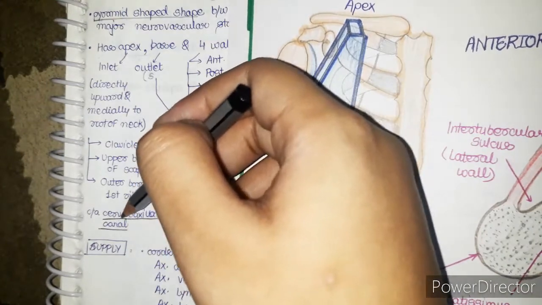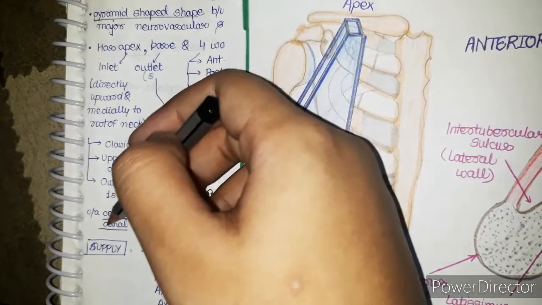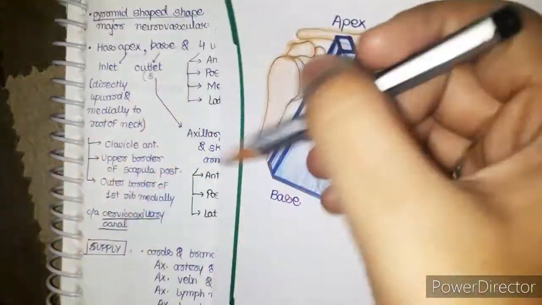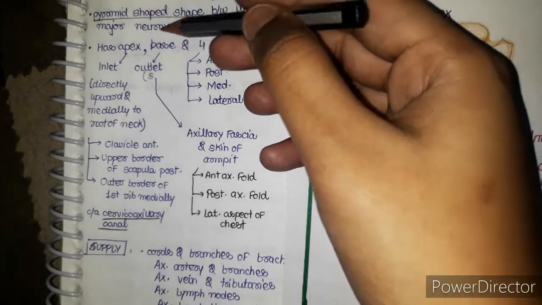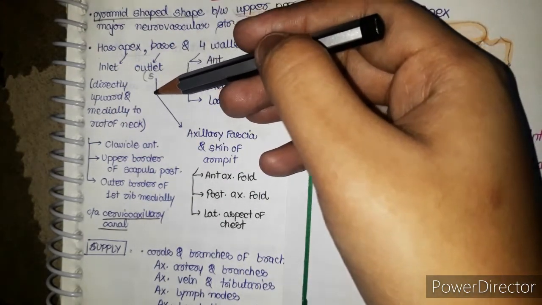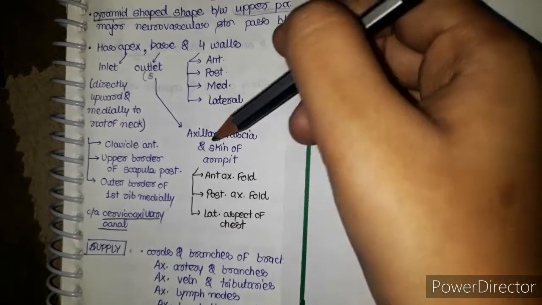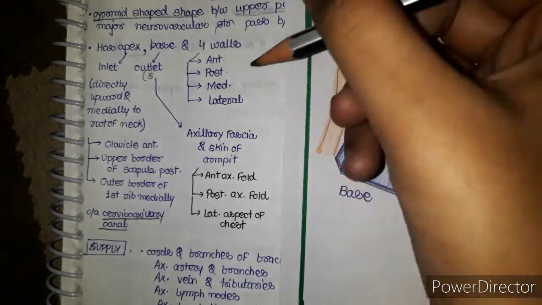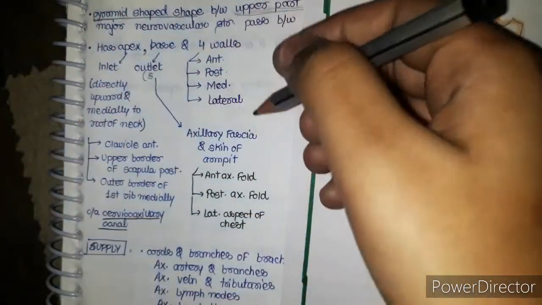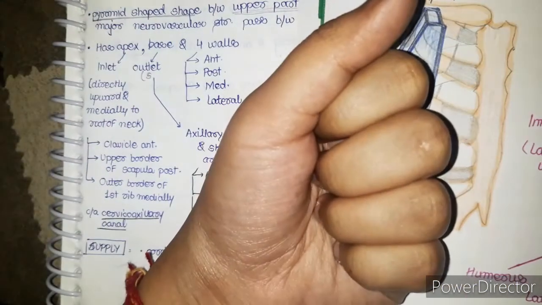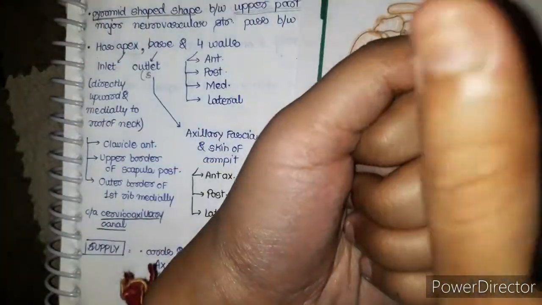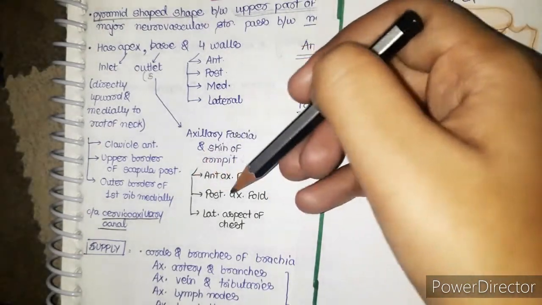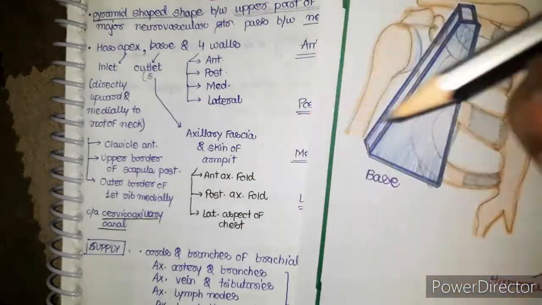axilla. So why should we call it a canal? Because the major structures pass through this inlet. Okay, now come to the base. The base is also known as the outlet because the major structures exit through this base. The things which cover the base are the axillary fascia and the skin of the armpit. So the base is covered by the axillary fascia and the skin. It is basically divided into three folds: anterior axillary fold, posterior axillary fold, and lateral aspect of the chest.